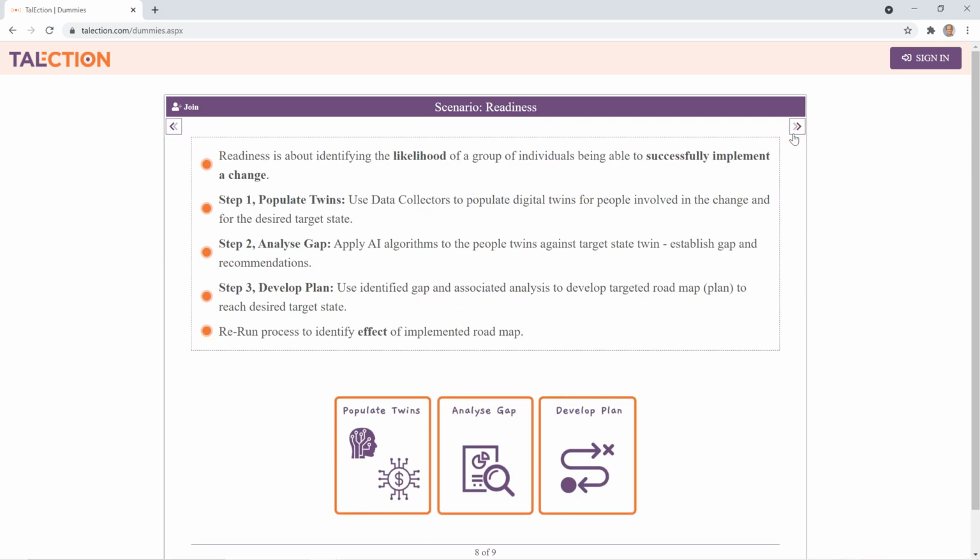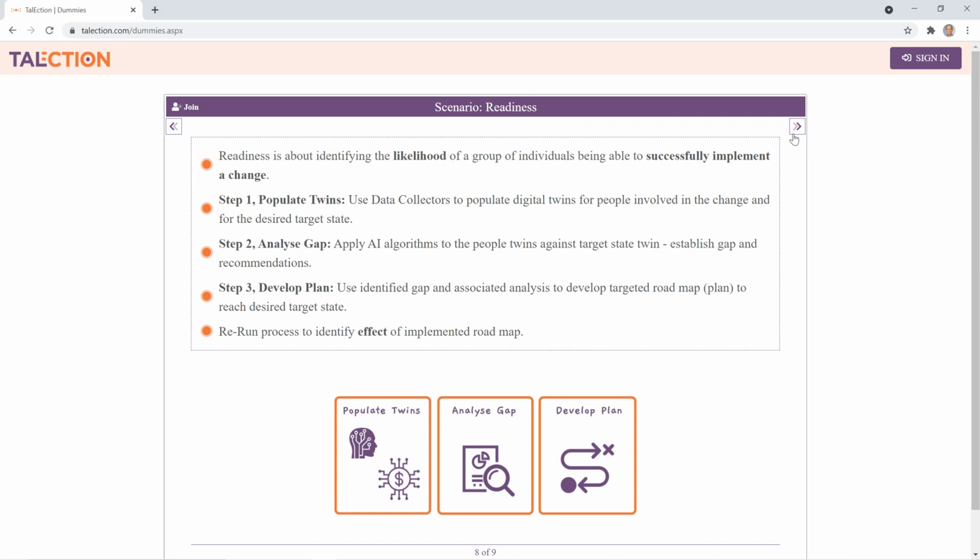The third and last scenario is about readiness. And readiness is about identifying the likelihood of a group of individuals being able to successfully implement a change. So step 1, similar pattern. You populate your twin, or your twins in this case, for several people. Then you use data collectors to populate digital twins for people involved in the change and for the desired target state.